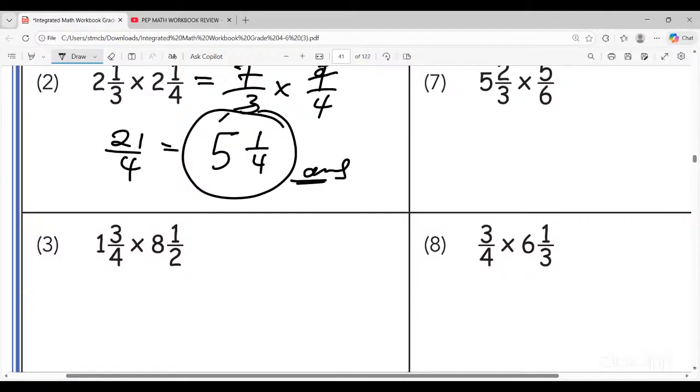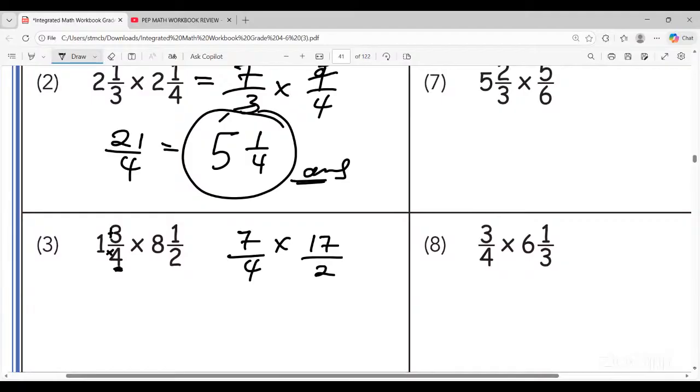All right, let's do the conversion. So 1 times 4 plus 3. 1 times 4 is 4, 4 plus 3, 7/4. And then 8 times 2, 16 plus 1, 17/2.